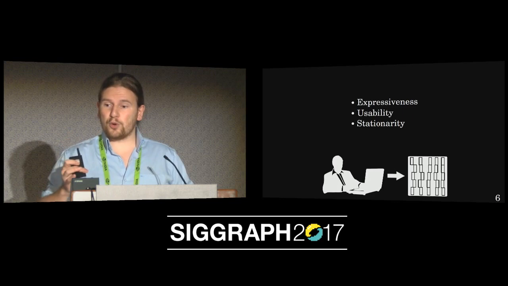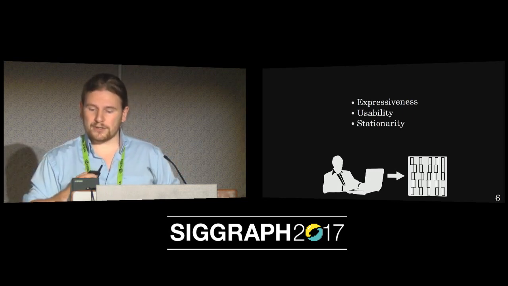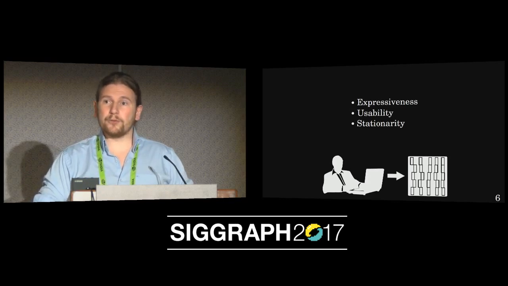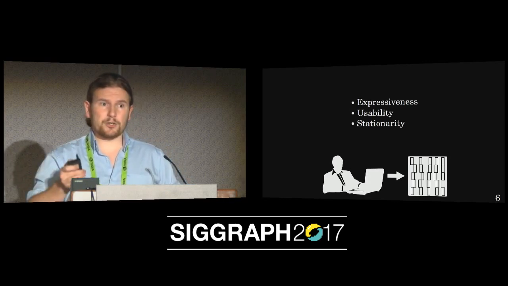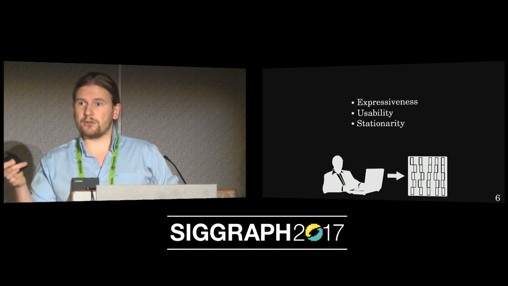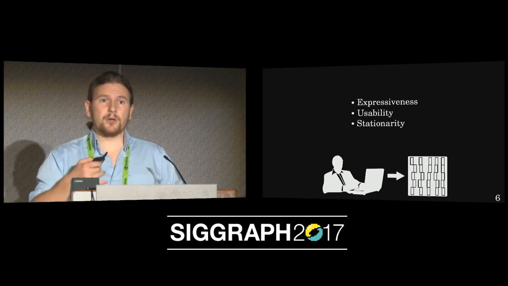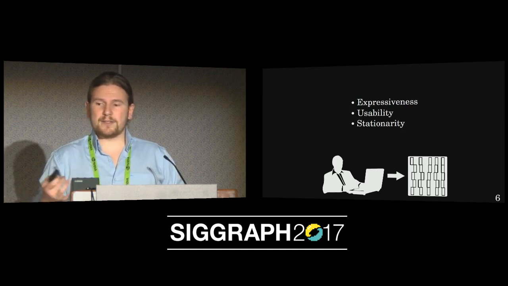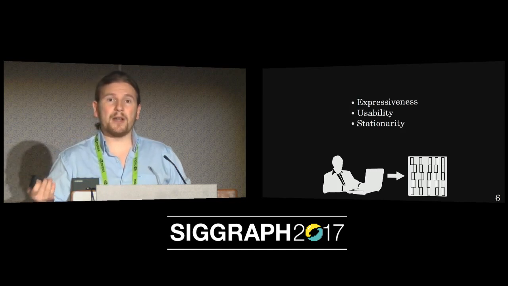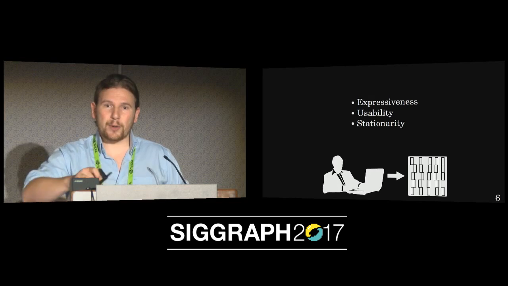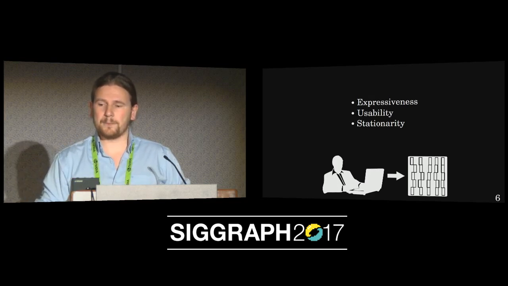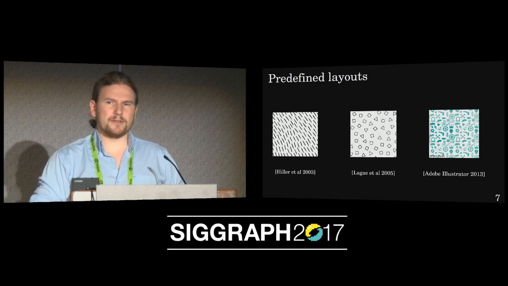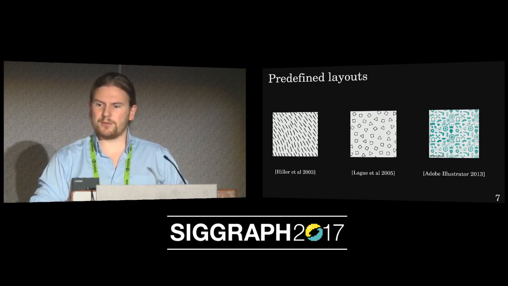And the final property the program should ensure is stationarity. So stationarity is just a complicated word for repetitive. Every single texture is repetitive, so the user wants to get repetitive stuff. So the program should ensure this property on the output. The user shouldn't have to perform manual actions to correct things and get the thing stationary. All right, so let's have a look at previous work and see how it holds up against this base of specifications.